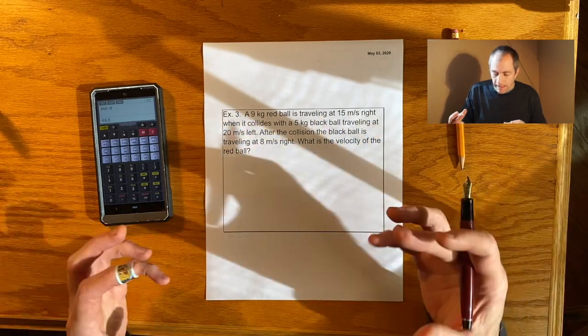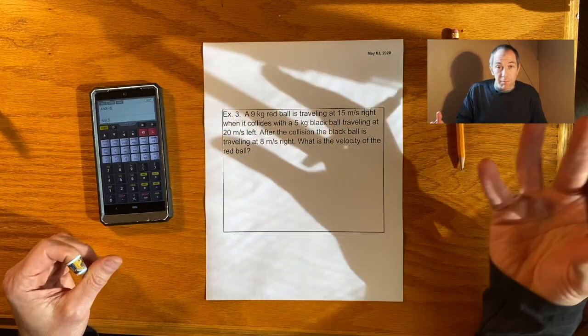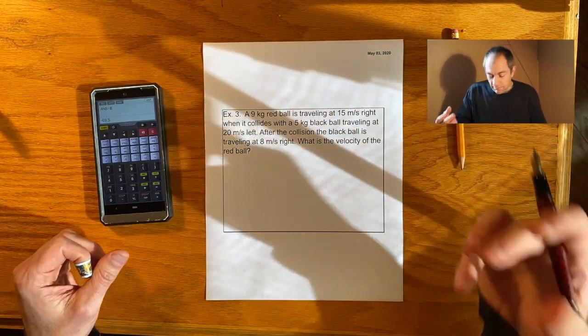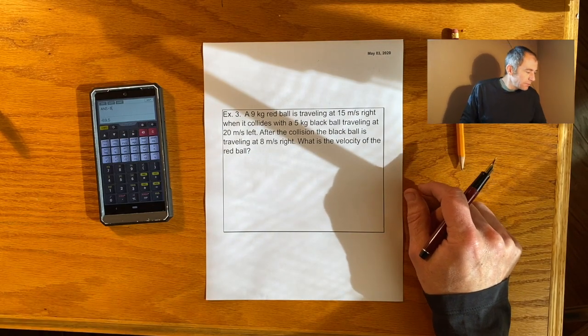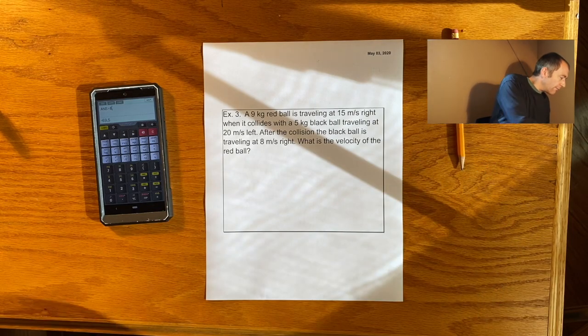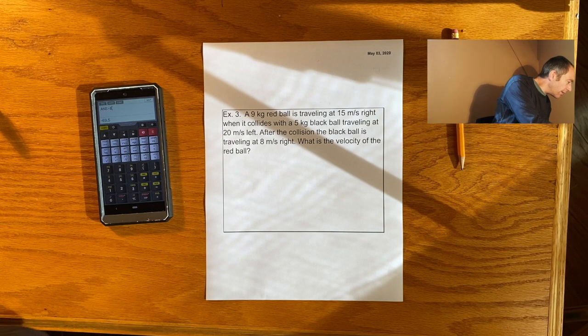So do a picture, a simple picture. I use red and black because on the smartboard I had red and black crayons. I don't think I have that here at all. Oh, I've got red. Oh, I do have red and black.